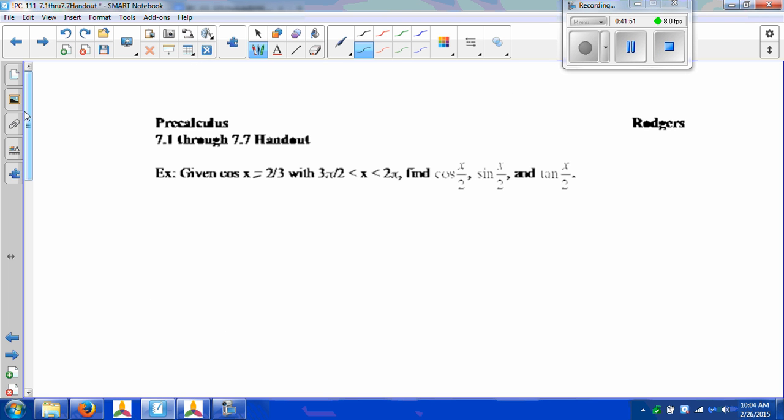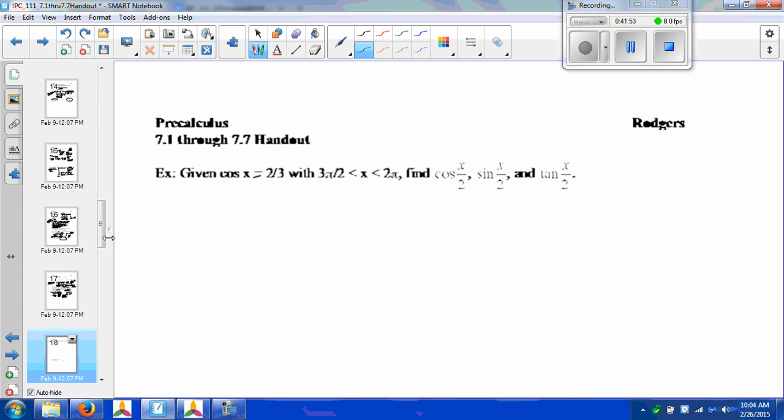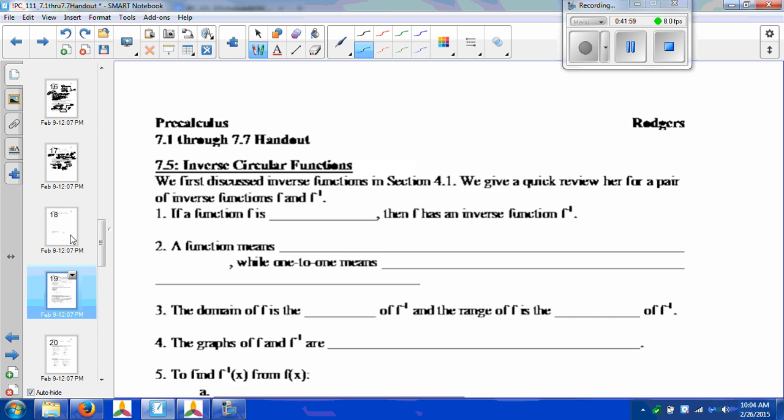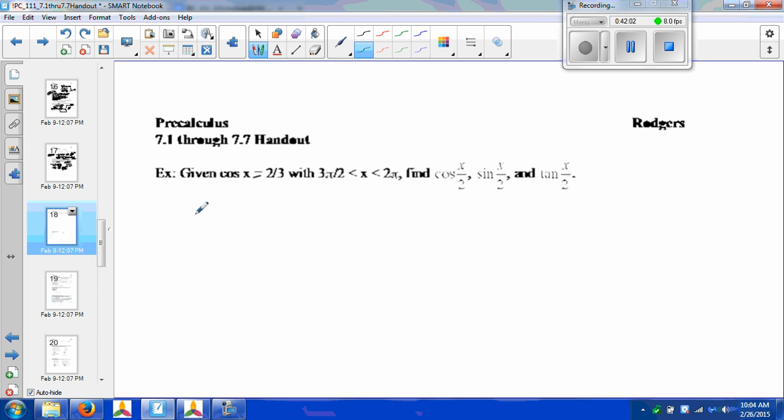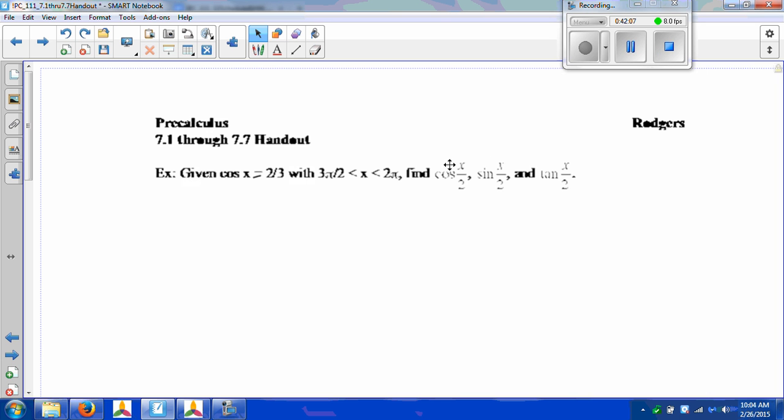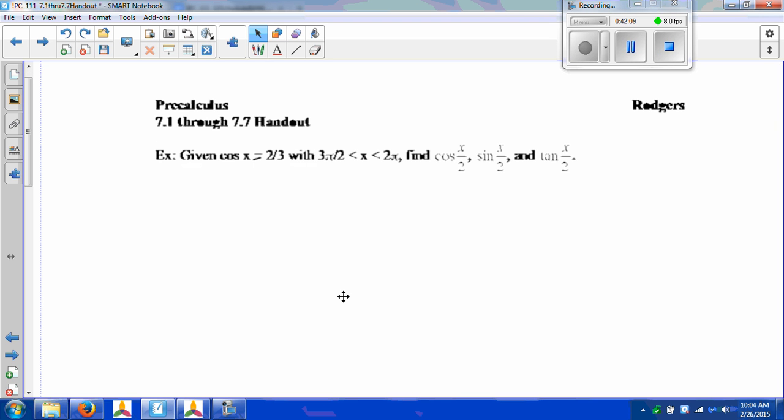Okay, so we now have to find the half angles of cosine, sine, and tangent, given that the cosine of x is 2/3. And they're telling us in which quadrant x lives. This is just like a theta. Between 3 pi over 2 and 2 pi: 3 pi over 2 is straight down, 2 pi is over here with 0, so they're talking about quadrant 4.